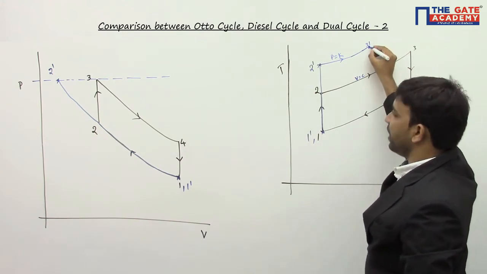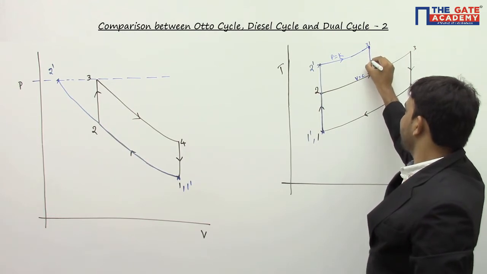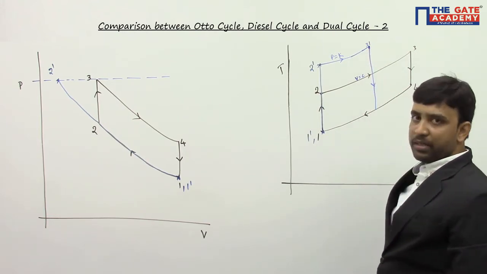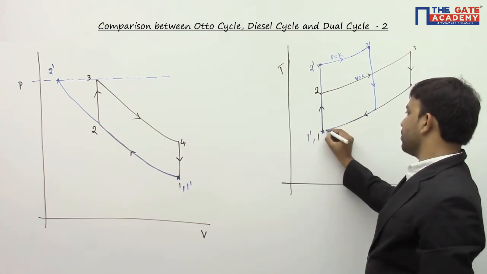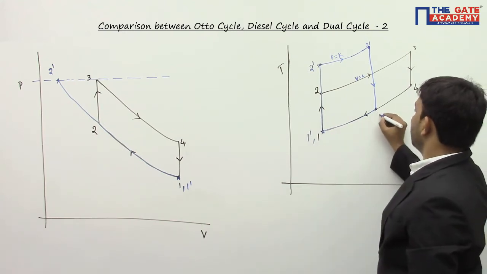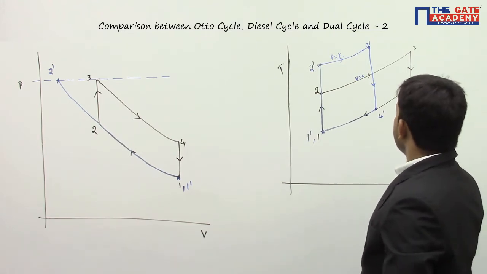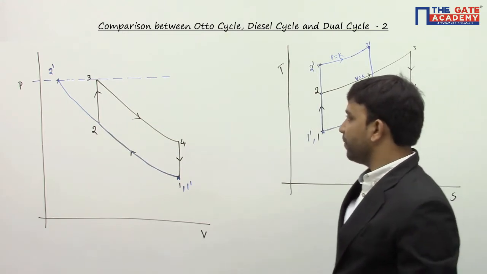After heat addition, I go for isentropic expansion process. I go for expansion process till I reach the initial volume. Once I reach the initial volume, I go for constant volume heat rejection process. So I reject heat till I reach the initial state. So this is 4 dash. Here you can see that this 3 dash 4 dash line should intersect 2 3.